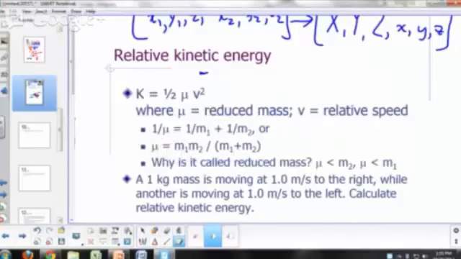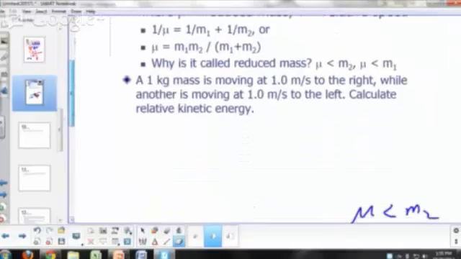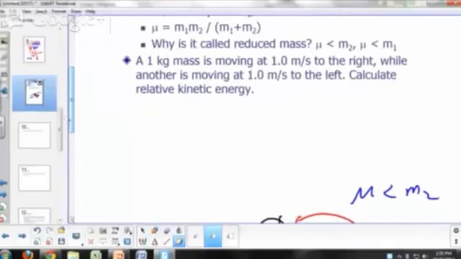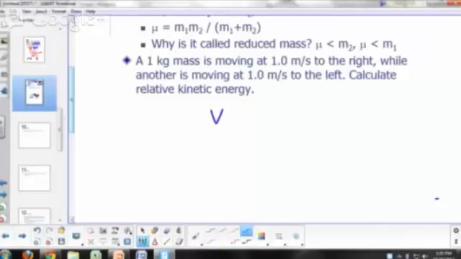So let's look at the example given here. Let's say you have a 1 kilogram mass moving 1 meter per second to the right, and another is moving 1 meter per second to the left. Let's calculate the relative kinetic energy. What did we say the relative velocity was? We figured this out earlier, it was negative 2.0 meters per second, assuming the particle that's moving to the right is particle 1, and the one that's moving to the left is particle 2, right? So negative 2.0 meters per second.